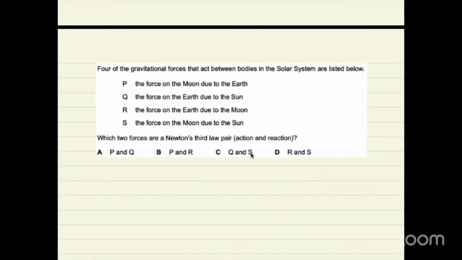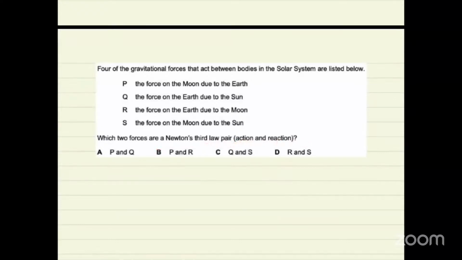Okay. So this one says, four of the gravitational forces that act between bodies in the solar system are listed below. So this is force on the moon due to the earth, force on the earth due to the sun, force on the earth due to the moon, force on the moon due to the sun. All right. So these are different forces, and the examiner asks which one is a Newton's third law pair, action and reaction.